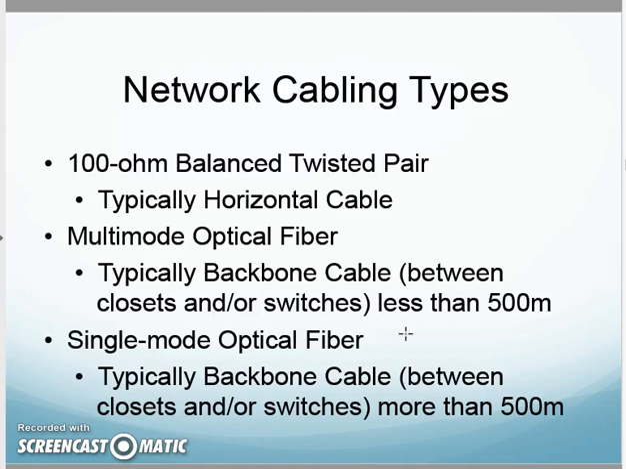Well, again, let's put just a little bit more to that. Our 100 ohm balanced twisted pair, that's our category 6 and so forth. That is typically going to be used as our horizontal cable from the closet out to the work area for the user. The other two, multi-mode will typically get used as our backbone cable between closets in our building, less than roughly 500 meters. There are some different distances I can use there depending on the type of multi-mode cable, but that's a ballpark. So multi-mode cable is typically going to get used in our building as backbone between our closets.